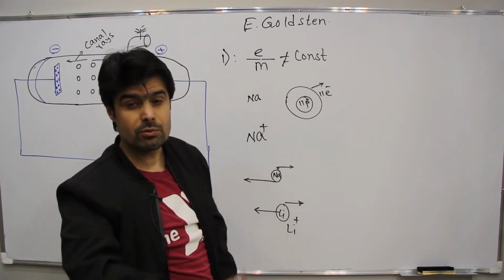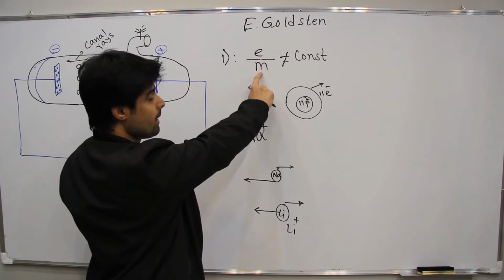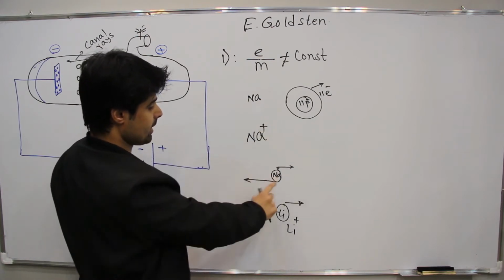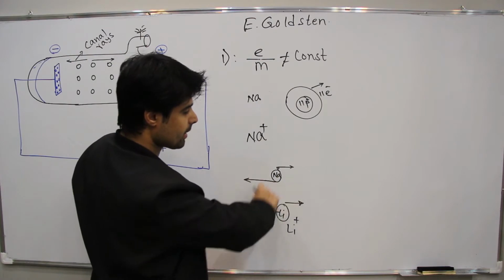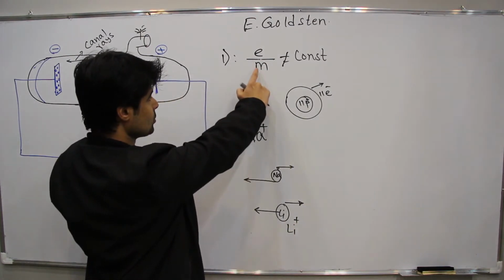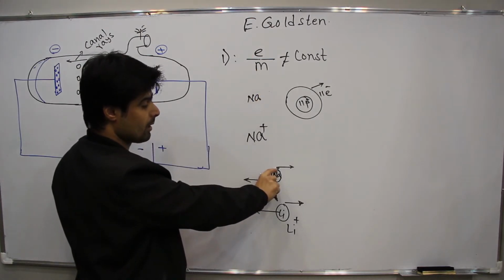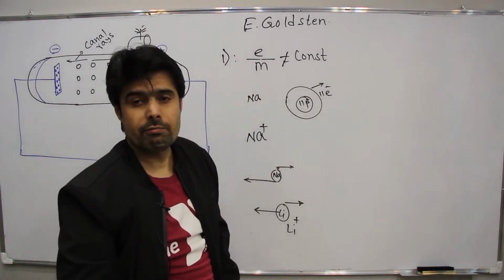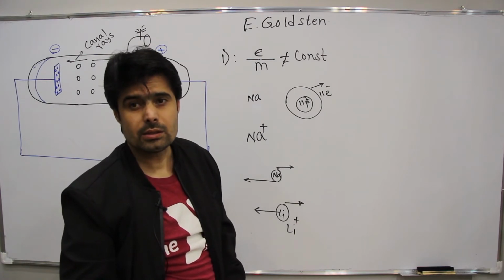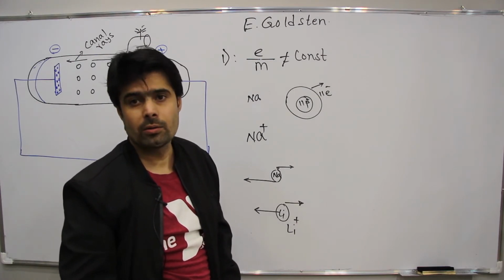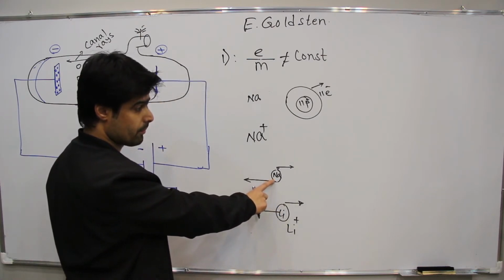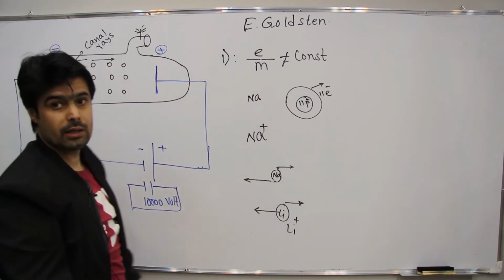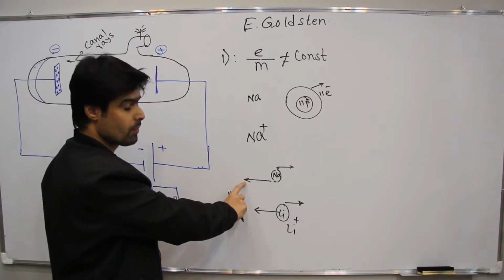But in the previous lecture, the division of e to m of the electron is the same. For this reason, if I take sodium, lithium, or every element, the division of charge to mass of the particle removed from the element is the same. It means the fundamental part of an atom is the electron. But here, there is no proton going from the positive side to the negative side. Indeed, no proton is going.